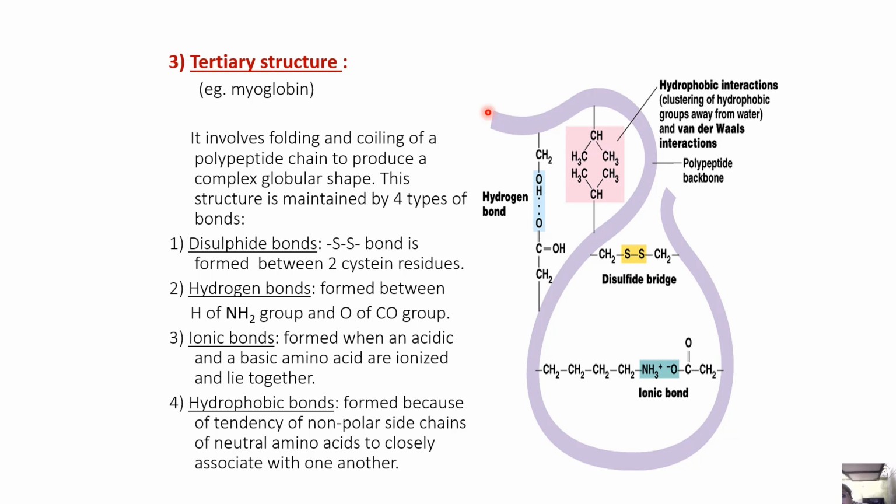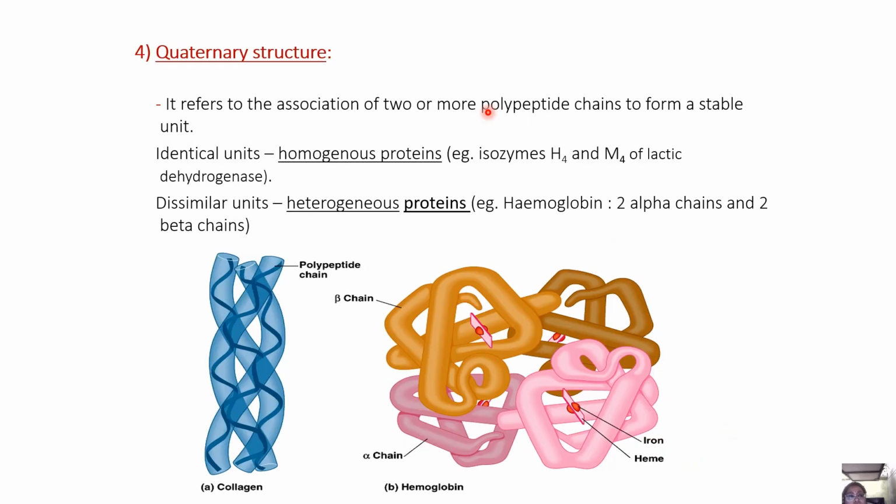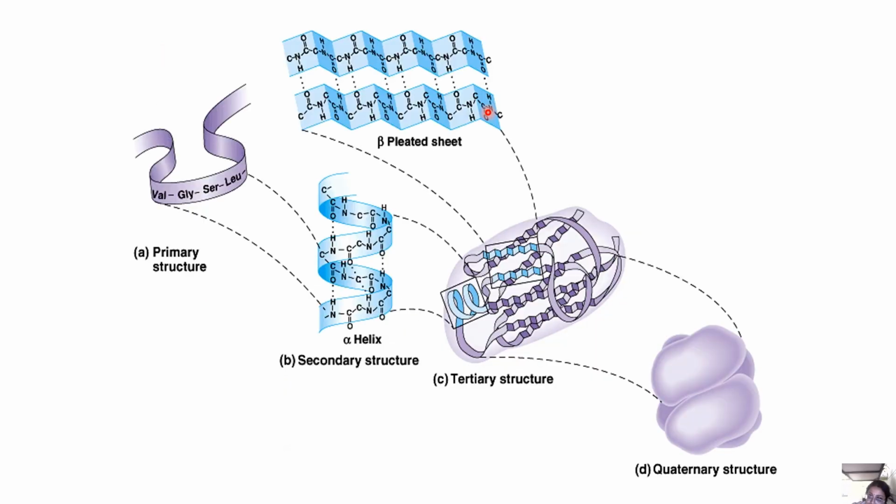Hydrophobic interactions, the clustering of hydrophobic groups away from water, and van der Waals interactions. Now, if you talk about quaternary structure, it refers to the association of two or more polypeptide chains to form a stable unit. Identical units make homogeneous proteins, for example isozymes H4 and M4 of lactic dehydrogenase. Dissimilar units make heterogeneous proteins, for example hemoglobin, with 2 alpha chains and 2 beta chains.